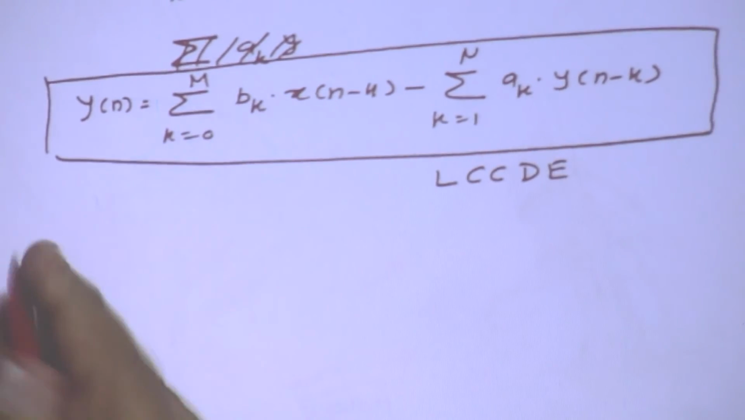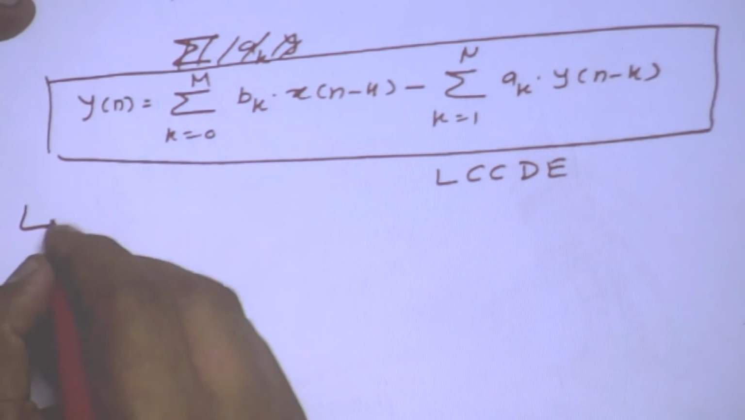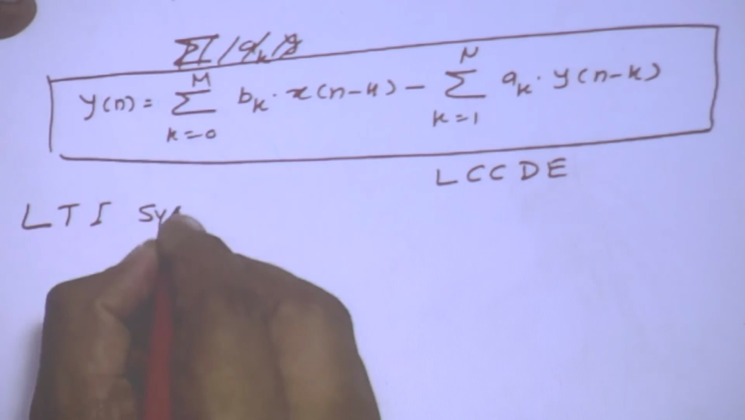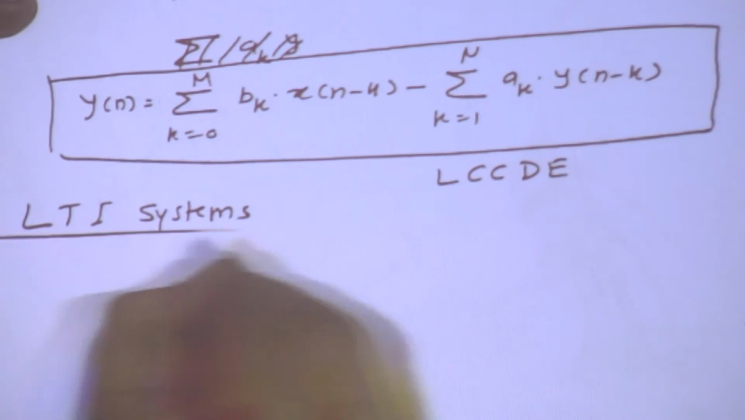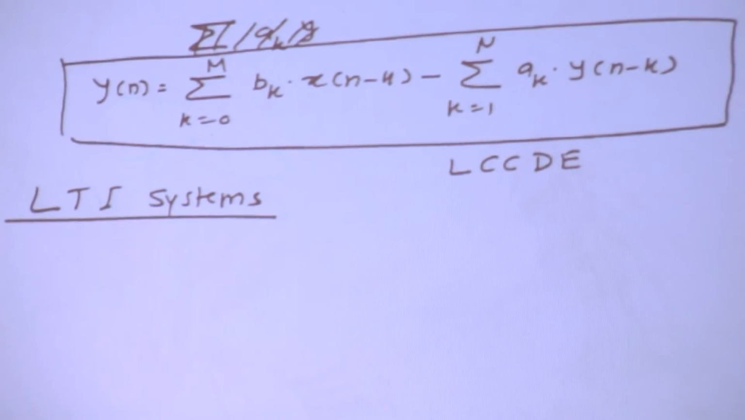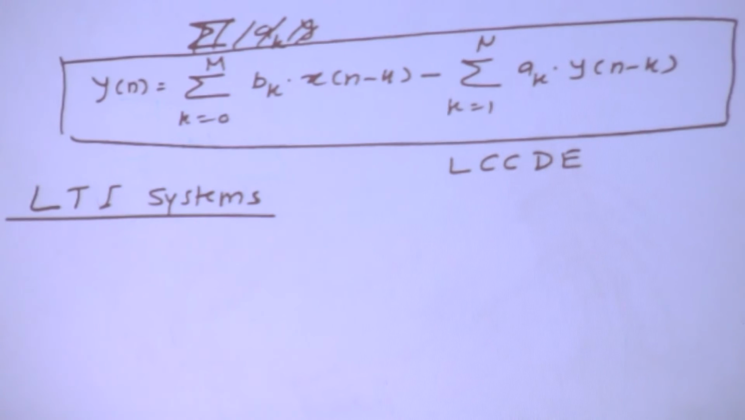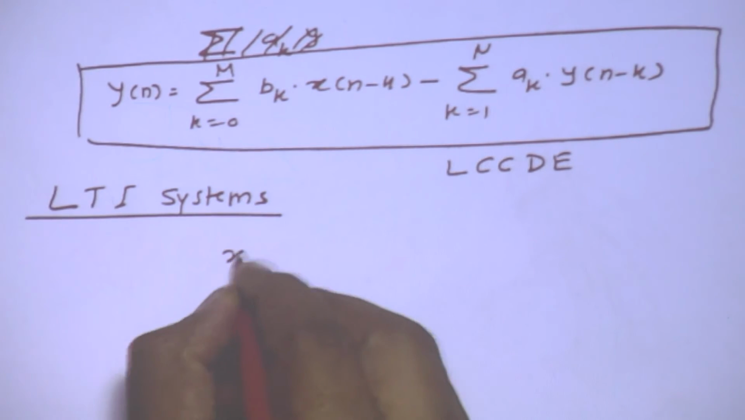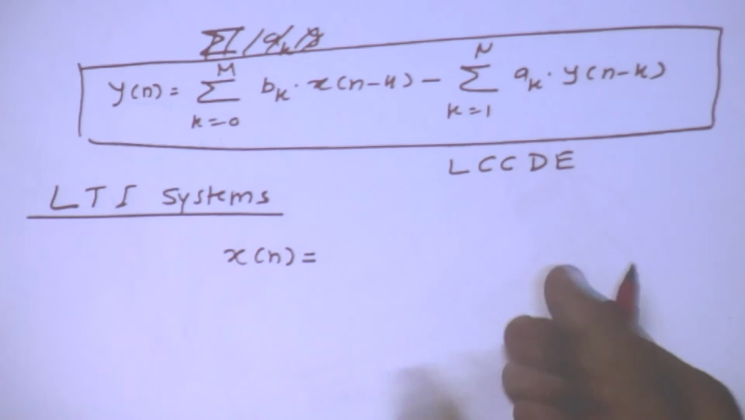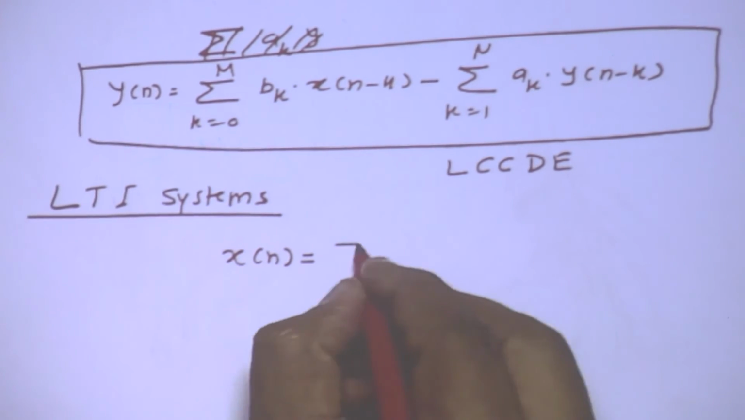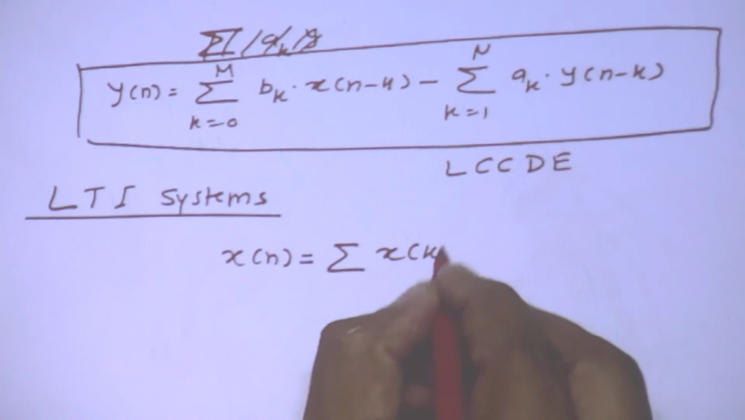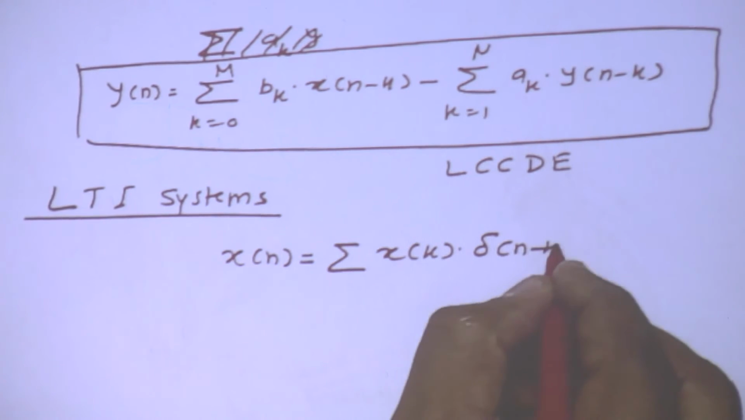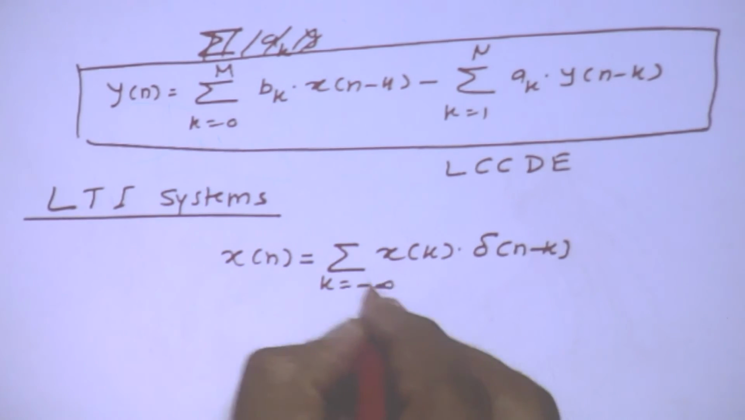Turning back our attention to linear time invariant systems. We have seen linear systems, we have seen time invariant systems. Now let us combine the two. While doing so, we need to write a generalized x[n]. x[n] can be written in a generalized form as the sum of x[k] times delta[n minus k], k going from minus infinity to plus infinity.